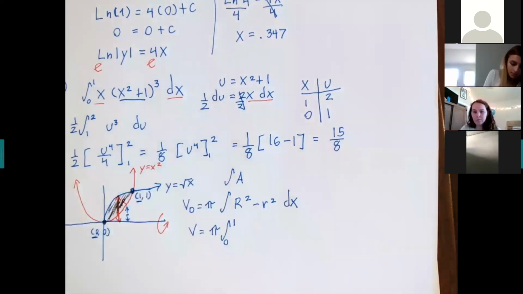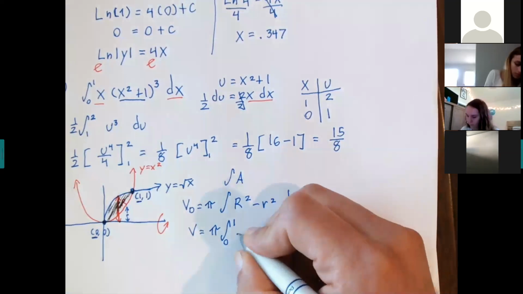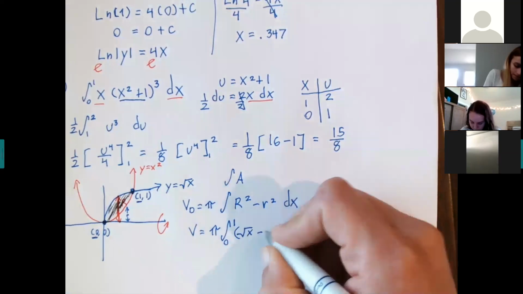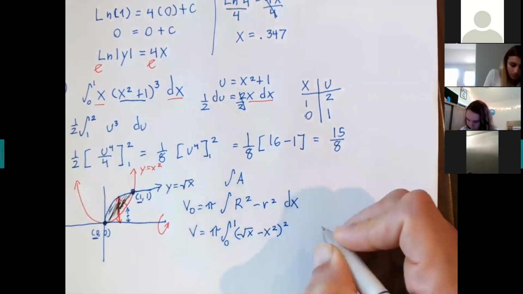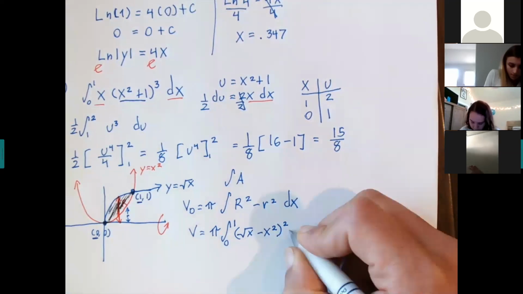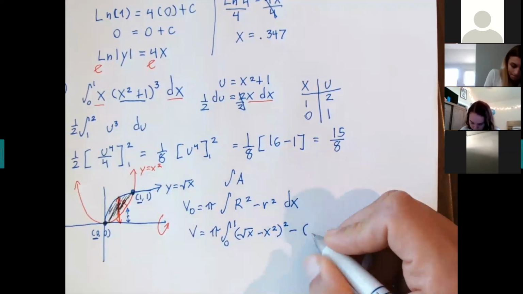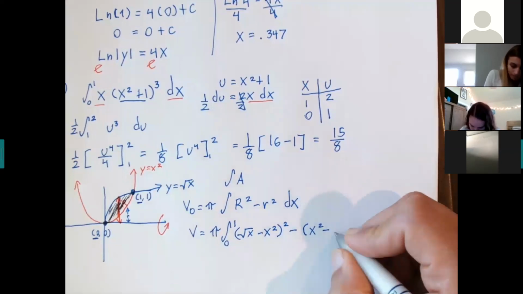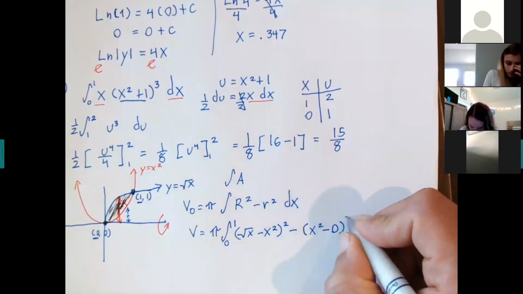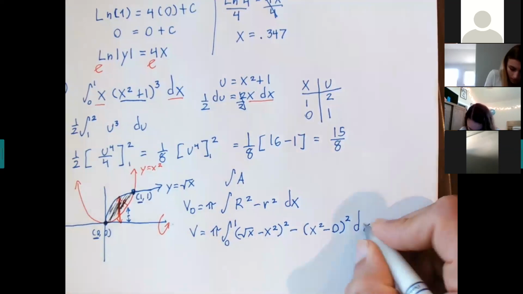Now, the big radius is going to be top minus bottom. So we have the top, which is the square root of x, minus the bottom, which is x squared. And the small radius would be the top, which is x squared, minus the bottom, which in this case is 0, 0 being this axis right here, dx.